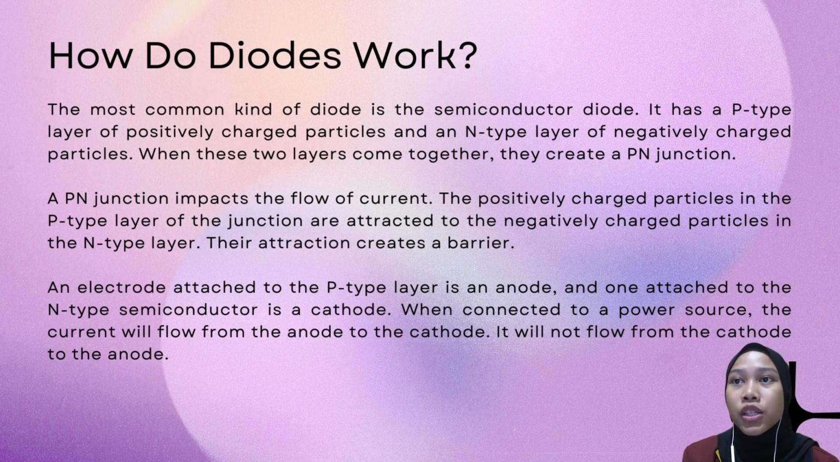The positively charged particles in the p-type layer of the junction are attracted to the negatively charged particles in the n-type layer. Their attraction creates a barrier. An electrode attached to the p-type layer is an anode, and one attached to the n-type semiconductor is a cathode. When connected to a power source, the current will flow from the anode to the cathode. It will not flow from the cathode to the anode.